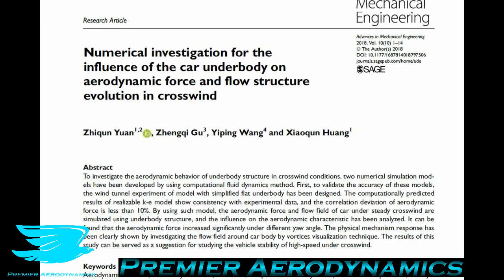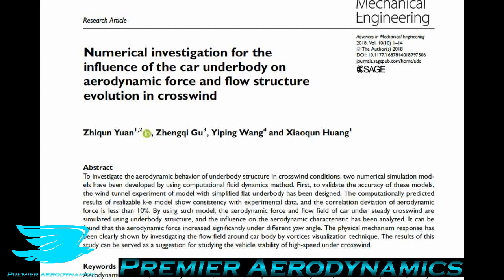To do that, we're looking at a paper called Numerical Investigation for the Influence of the Car Underbody on Aerodynamic Force and Flow Structure Evolution in Crosswinds. This is open access, so you can find it in the link in the description, and you can follow along at home if you like. And if you're listening to this on Spotify or Google or whatever, you can watch the video on Spotify and YouTube. And on YouTube, we have other goodies for you that you probably enjoy too.